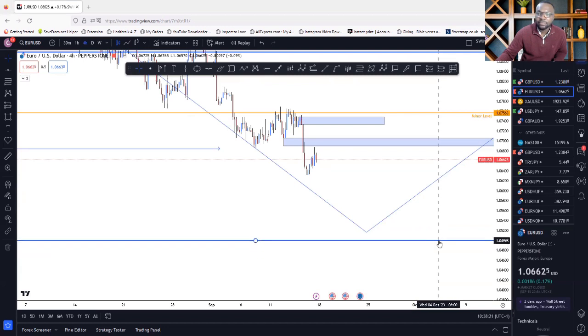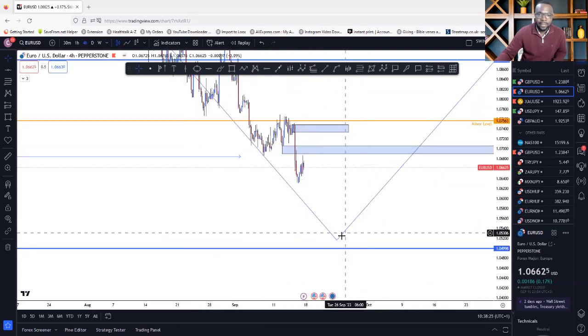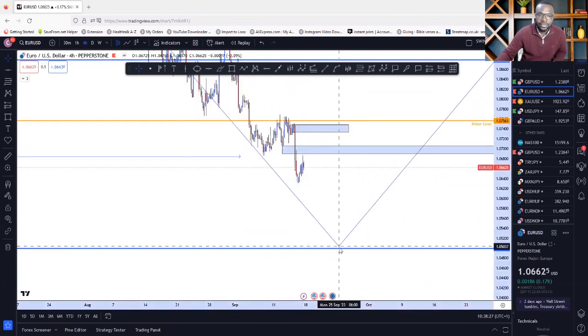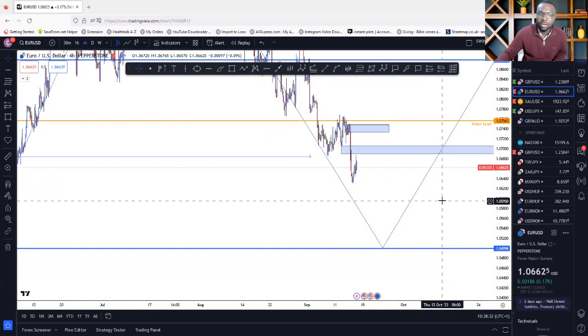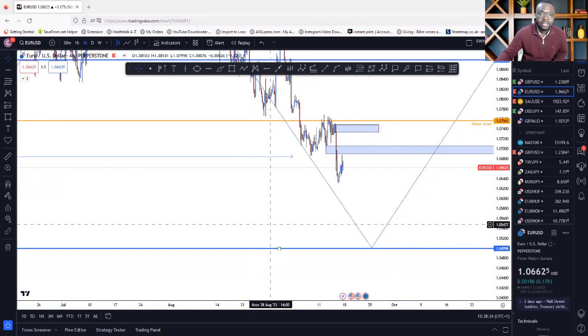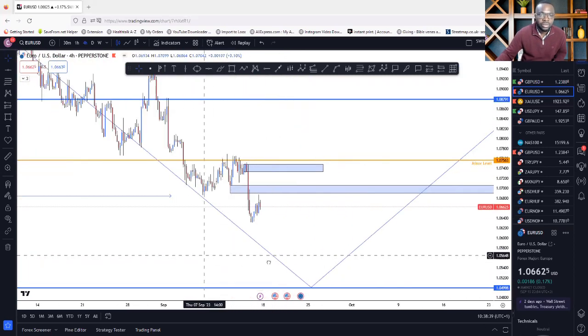We might be thinking of an alternative pullback this week, so pay attention to that. Alternative pullback means a reasonably strong pullback on the weekly or daily time frame. Obviously, looking at it from the 4-hour time frame, we should be looking for more sales.